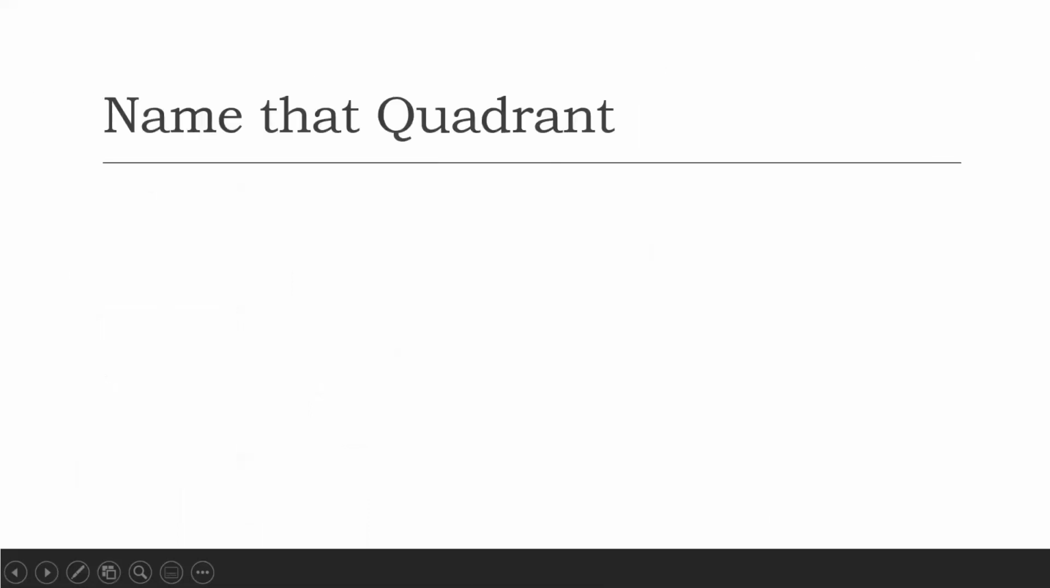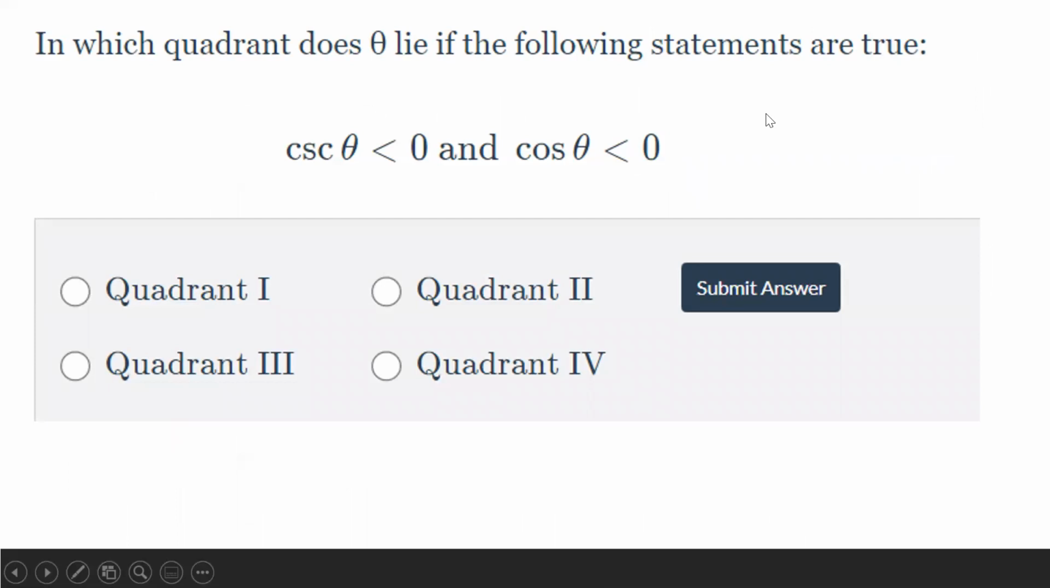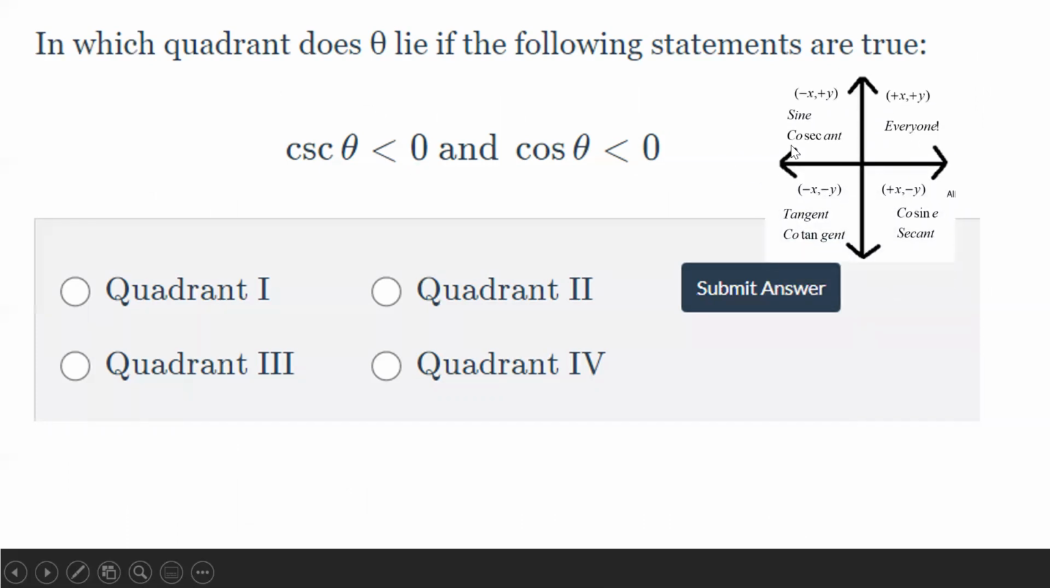Because now we're going to talk about, name that quadrant. If I give you certain criteria, can you tell me what quadrant I'm in? And again, you have to kind of know what inequality notation is, that you learned quite some time ago. So cosecant is less than 0. And I'll pull up my diagram on the right here. Cosecant is less than 0 means that it's negative. So where is cosecant negative?